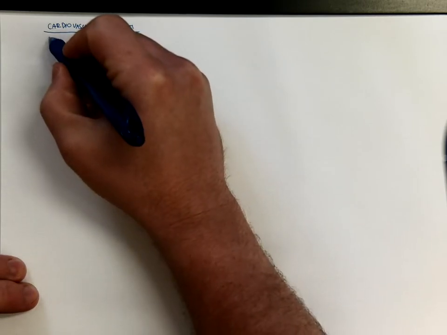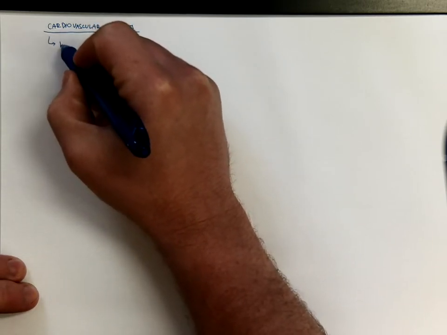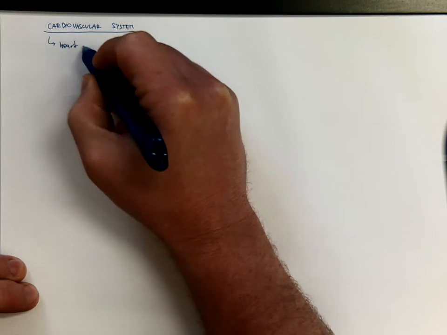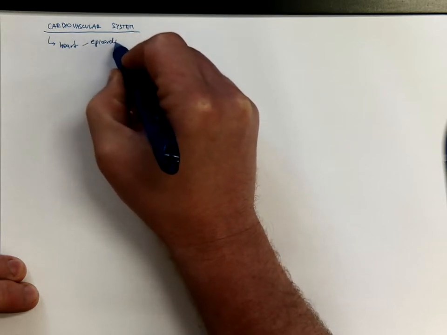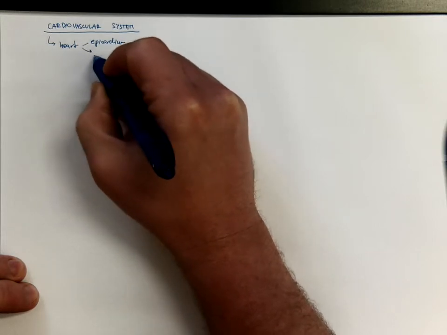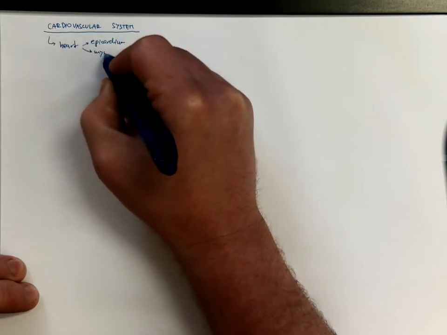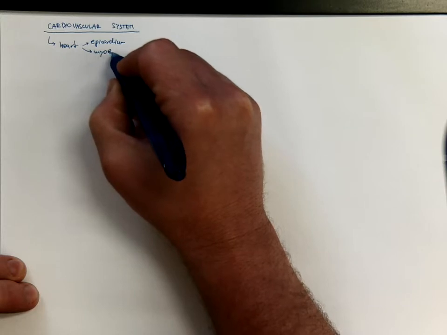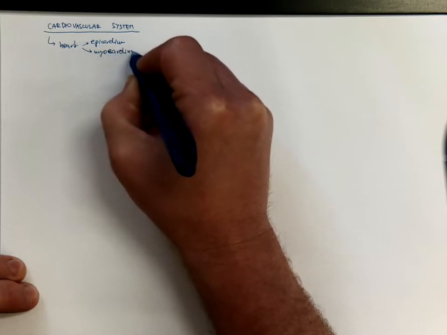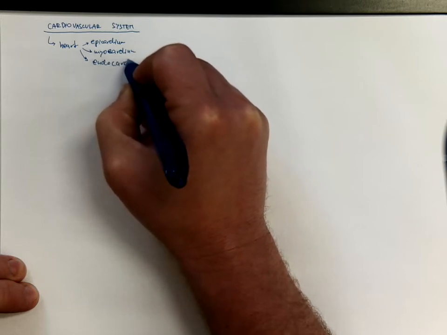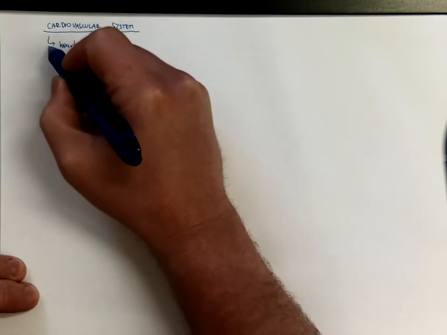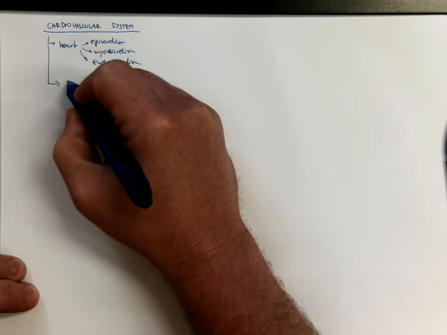So we'll go through the histology of heart, that has three anatomical layers: the epicardium, the myocardium, and the endocardium. Then we go through the blood vessels.